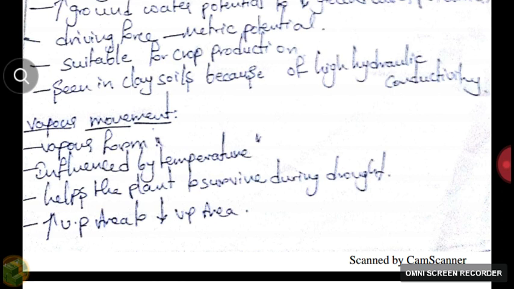We saw what is vapor movement. The movement of water occurs in vapor form, influenced by temperature. It helps the plant to survive during drought conditions. It occurs from high vapor pressure area to low vapor pressure area.